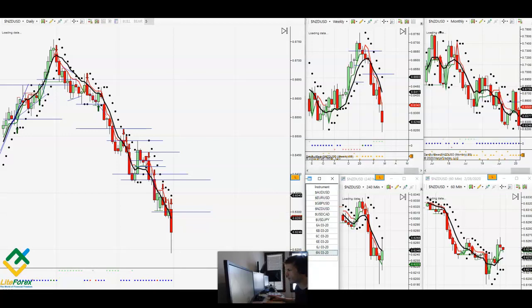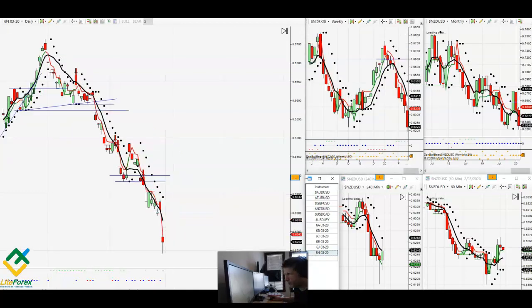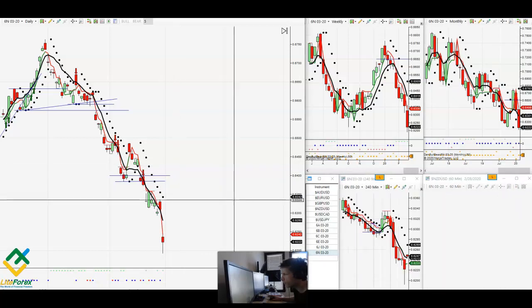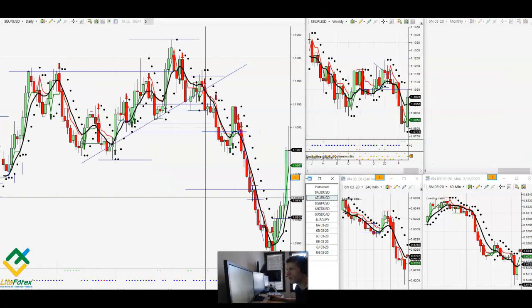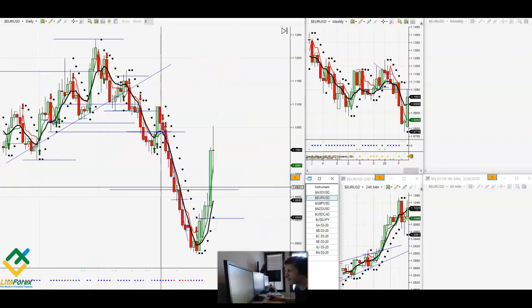Let's check out the futures as well. Yeah, so this looks just like the Australian dollar, long lower wick, the low 61.92. I'm expecting a rebound on both the Australian and the New Zealand dollar next day. Okay, let's take a look at the Euro USD.